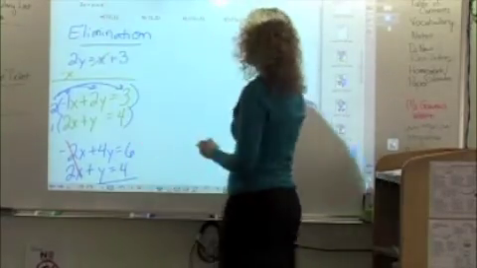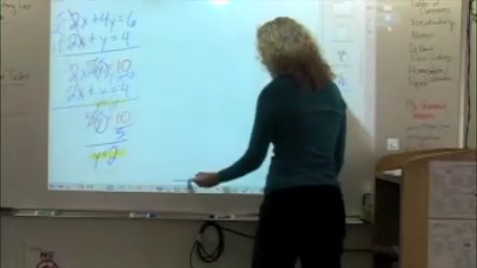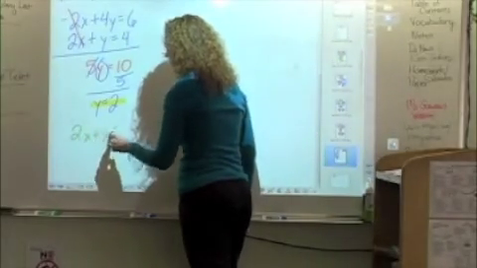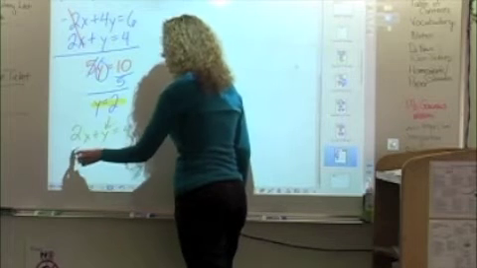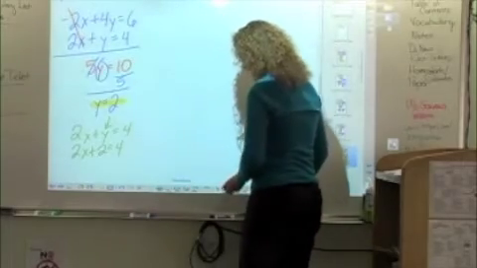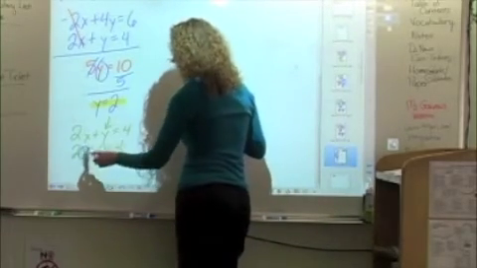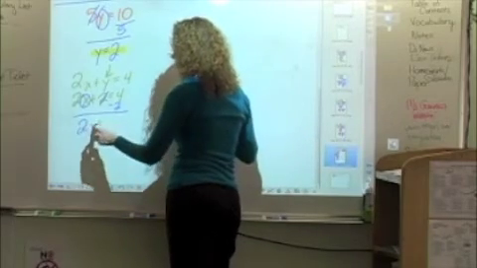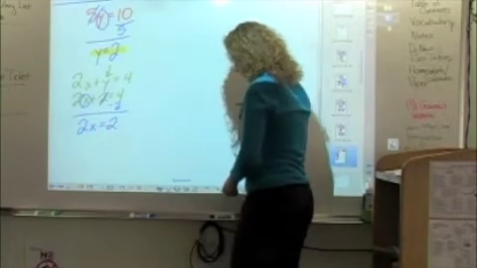It's 2x plus y equals 4. Once again, it doesn't matter which one you use. So 2x plus y equals 4. Substituting in my 2 for the y. And I'm solving for x. Subtracting 2. I have a 2x equals 2.